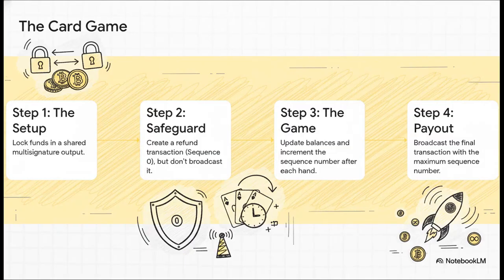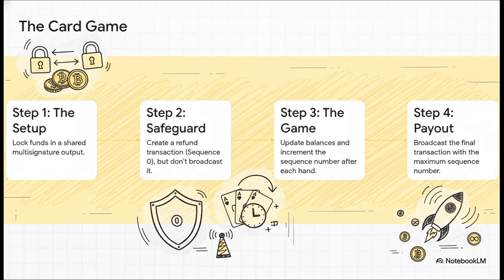So here's the genius way they use that sequence field. First up, they lock their money into a shared pot, a multi-sig address, so they both have to sign off to spend it. Then, and this is the clever part, they create a refund transaction with sequence number 0. Think of it like an escape hatch, but they don't broadcast it, they just hold on to it.